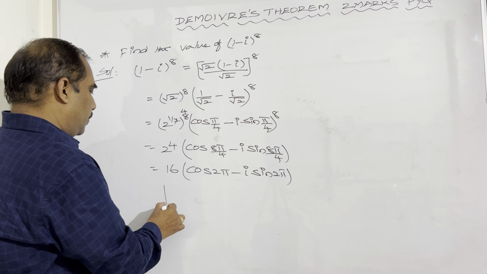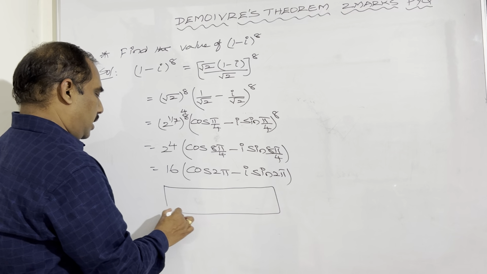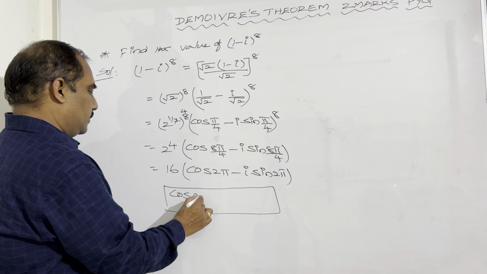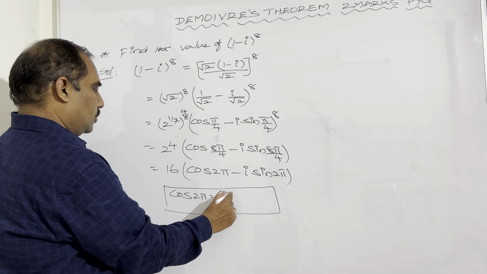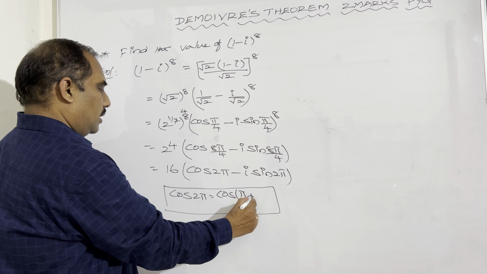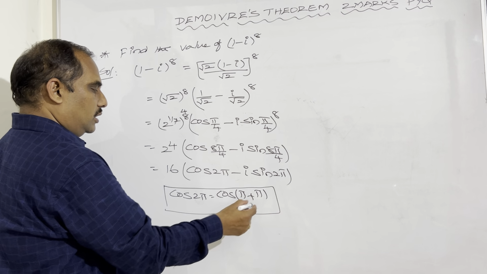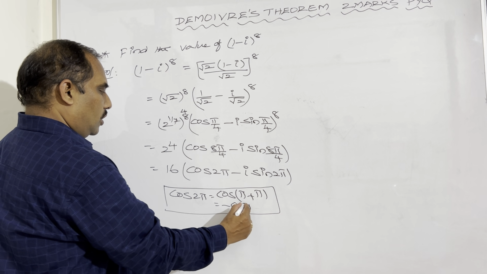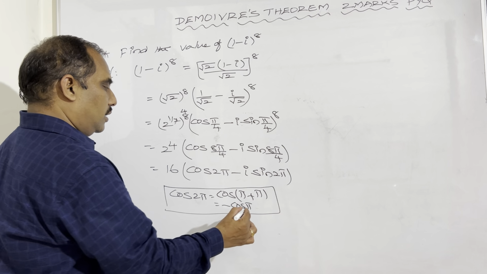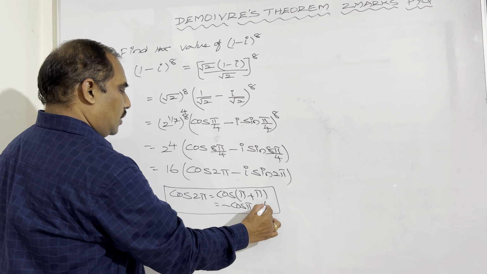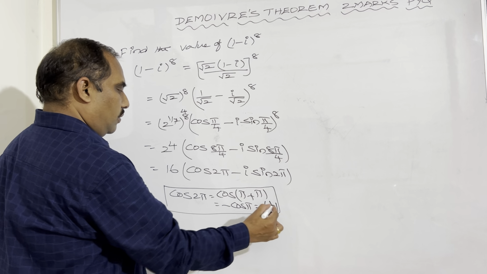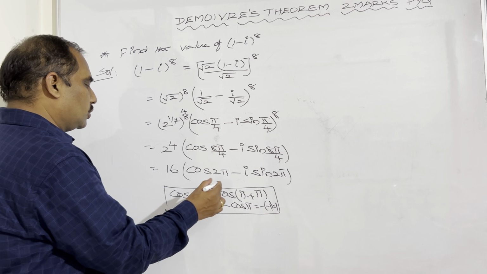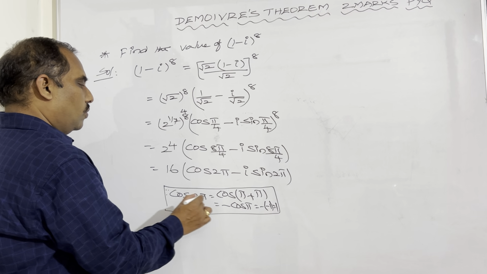So cos 2 pi, how to find the cos 2 pi here? We can write cos of pi plus pi, like cos of 180 plus theta. So that is minus cos pi. So cos pi value is minus 1. That's why it is minus of minus 1, which is equal to plus 1. So cos 2 pi value is equal to 1.